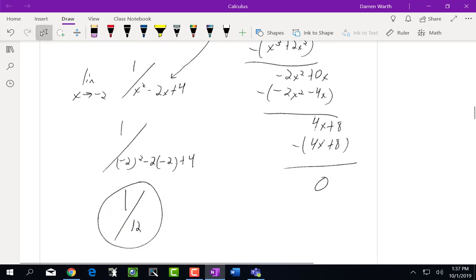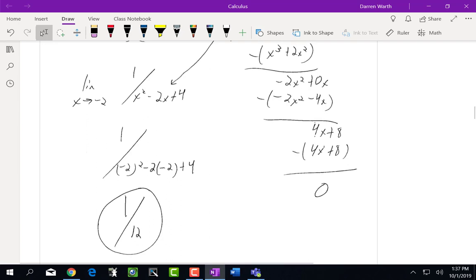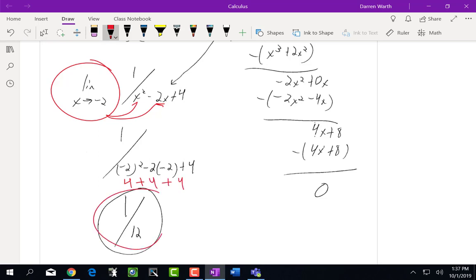And I can find my answer. So here's my equation. The limit as x approaches negative 2. And substitute this in for my x values. So I get 1 over negative 2 squared minus 2 times negative 2 plus 4. Well, negative 2 squared is going to be 4. Negative 2 times negative 2 is also 4. Plus 4. And 4 plus 4 plus 4 is going to be 12. So my answer is 1/12.